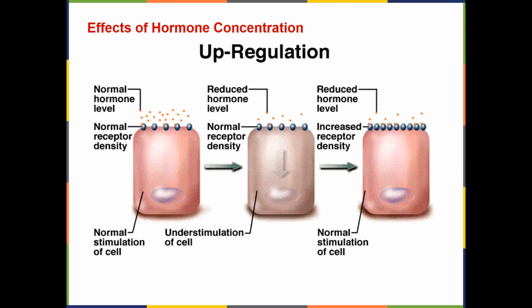This is upregulation. Here we see on the left, hormone levels normal, whatever normal is. We have a normal amount of hormone and a normal amount of receptors. If the hormone level drops for whatever reason, the cell can respond by making more receptors.